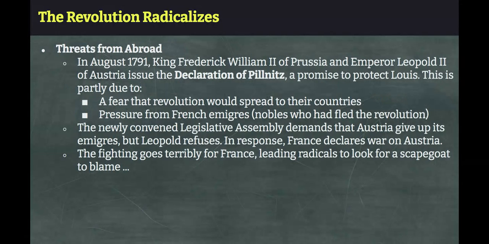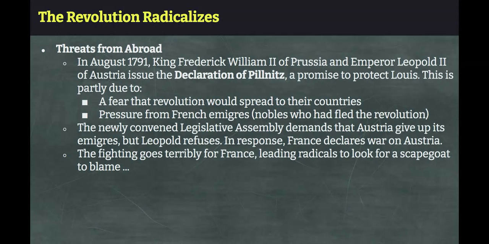Now, the third factor that causes the revolution to radicalize is threats from abroad. And again, this is the big one. So remember, as I said, Marie Antoinette is Austrian. She's got family in Austria. Prussia at this point still has a pretty, I wouldn't say an absolute monarchy, but we've sort of drifted towards the Enlightenment, but they're still pretty absolute. So King Frederick William II of Prussia and then Emperor Leopold II of Austria issue this document called the Declaration of Pillnitz, which is a promise to protect King Louis.